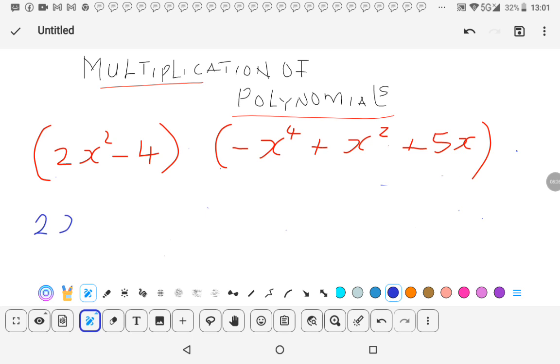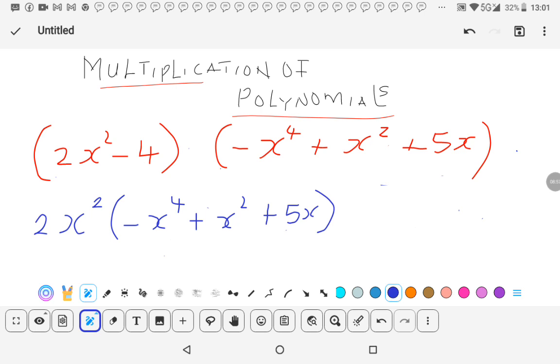2x squared, you multiply it with everything of the other polynomial, which is, we have minus 4x minus x raised to the power of 4 plus x squared plus 5x. Nice. You have taken your first term there, which is 2x squared.